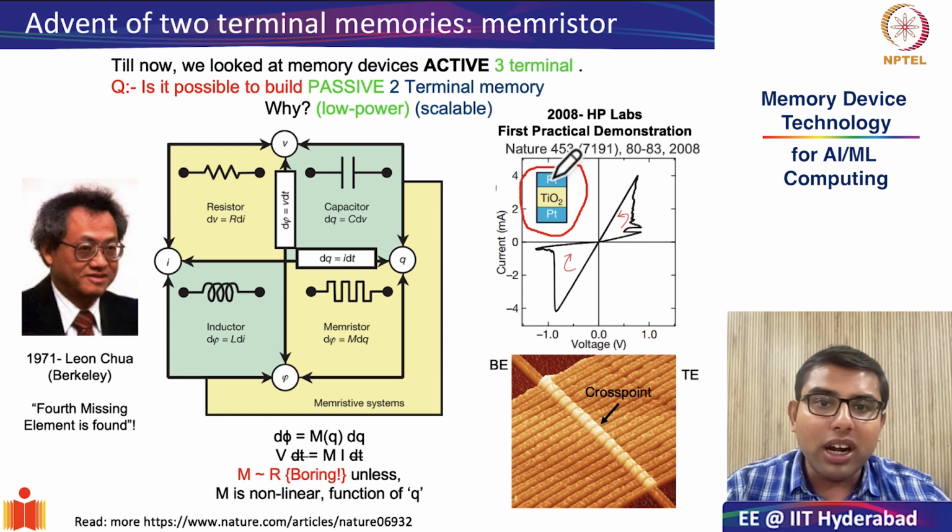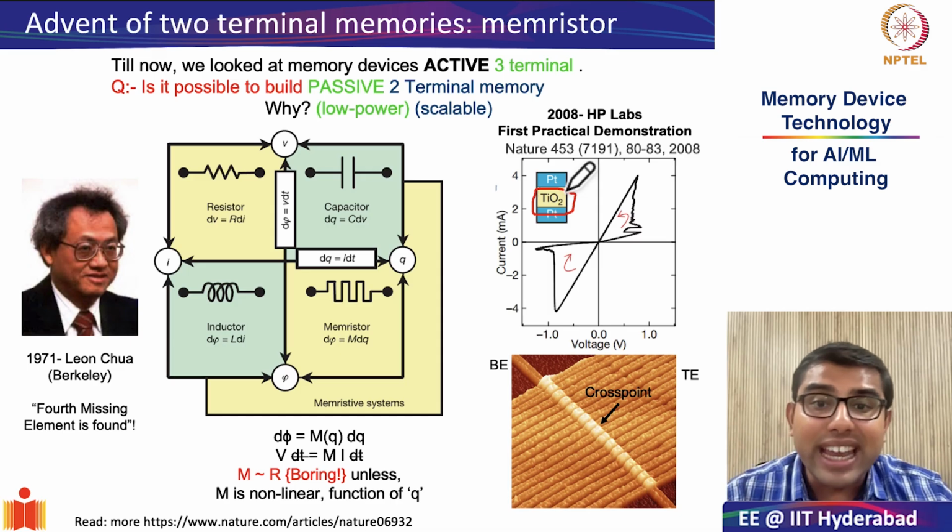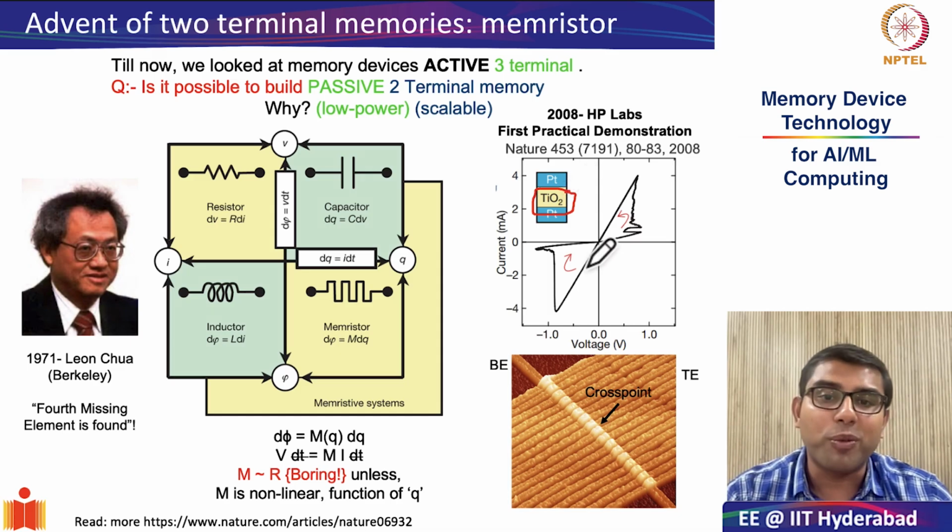What is this two-terminal device? You have one electrode of platinum, another electrode also of platinum. In between, you have an oxide, TiO2, titanium oxide. And this shows very interesting memristive behavior. How can we say this is a memristor?